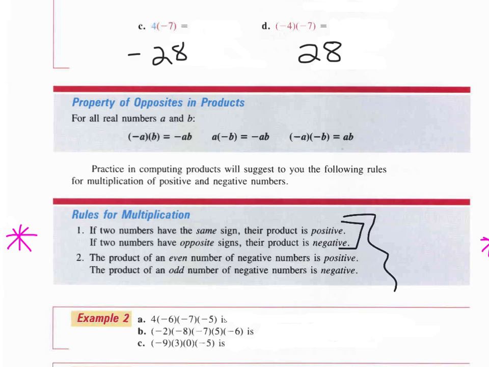Now, they're also giving you a little bit of rules here about when you've got a whole bunch of positive and negative numbers. What you can do is count the number of negative signs in your problem and then you can apply that. So here's also the property of opposites in products. Again, they're just showing you that a negative times a positive is a negative, and a negative and a negative is a positive.